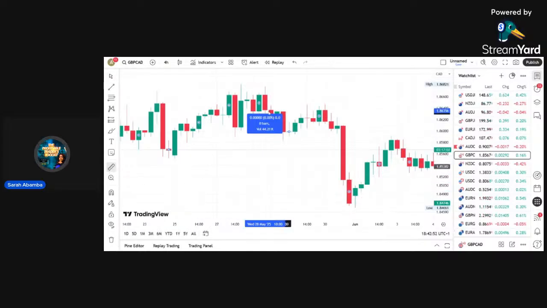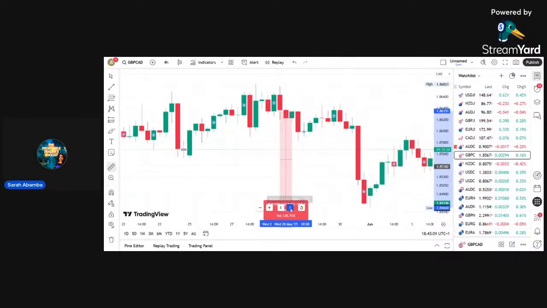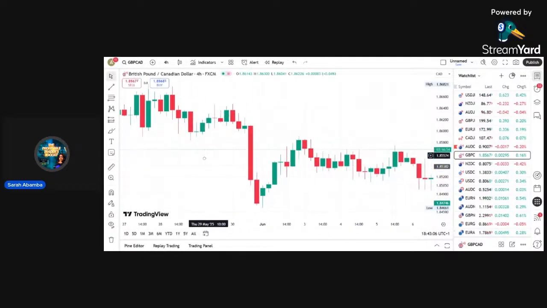The pip count here is 169 pips. 169 pips, that's like $1,690 when you use one standard lot size. You can see how it is.